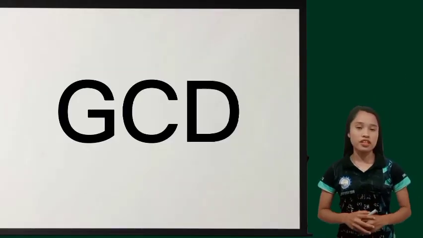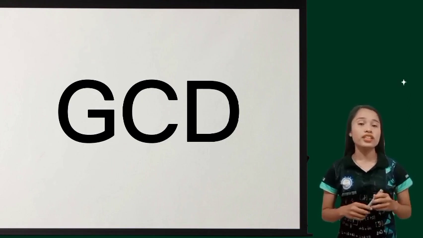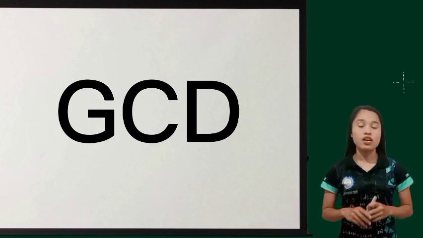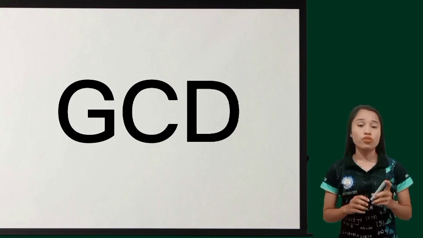For the continuation, I will discuss to you the greatest common divisor, or the GCD. But before that, let me first define what GCD is, the methods to be used, and how to find it. So, GCD is the largest positive integer that divides both A and B.